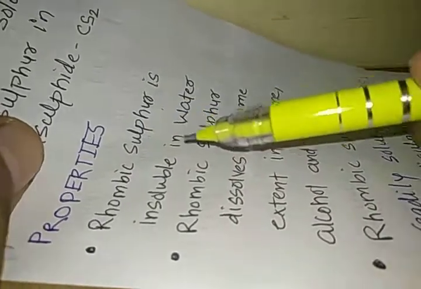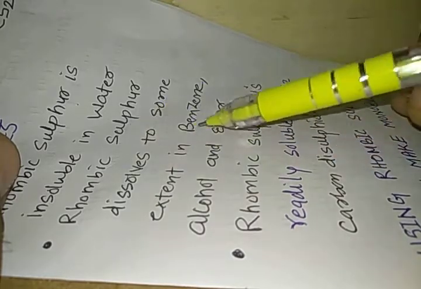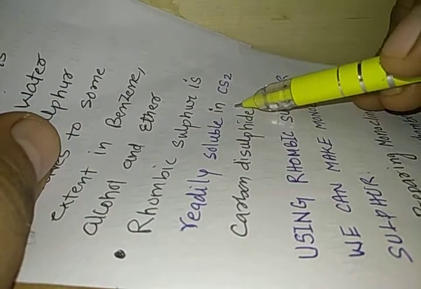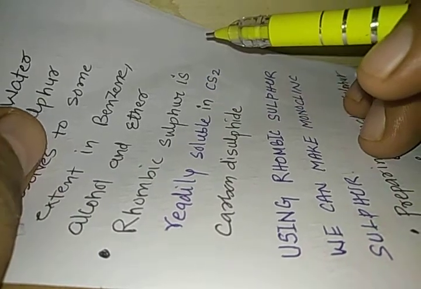Now the properties of rhombic sulfur. Rhombic sulfur is insoluble in water. If we add rhombic sulfur to water, it does not dissolve, it forms a suspension rather. Rhombic sulfur dissolves to some extent in benzene, alcohol, and ether. These three are non-polar solvents, and rhombic sulfur dissolves in non-polar solvents. It simply means rhombic sulfur is readily soluble in carbon disulfide.